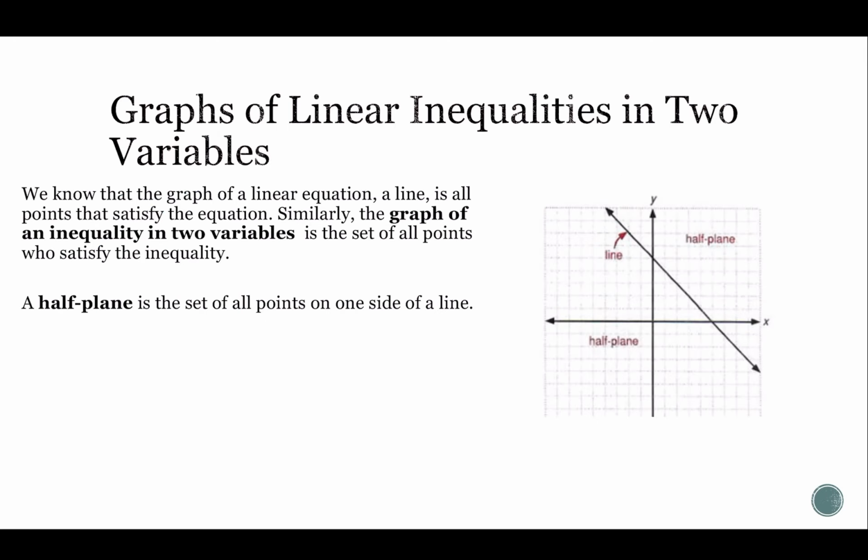So it's first important to note that a half plane is the set of all points on one side of the plane. And when we're graphing a linear inequality, our solution is going to include our line sometimes, if it's less than or equal to or greater than or equal to. Otherwise, our line's not included, but we will always have to shade one half of the plane.